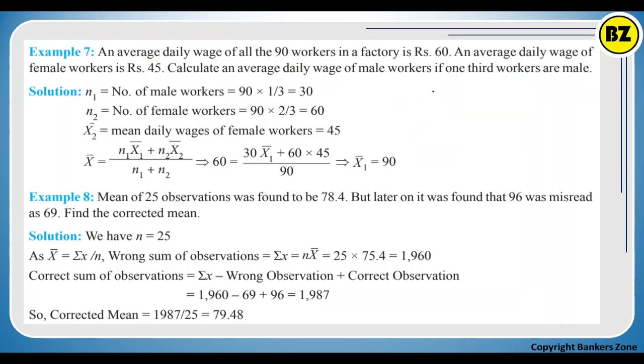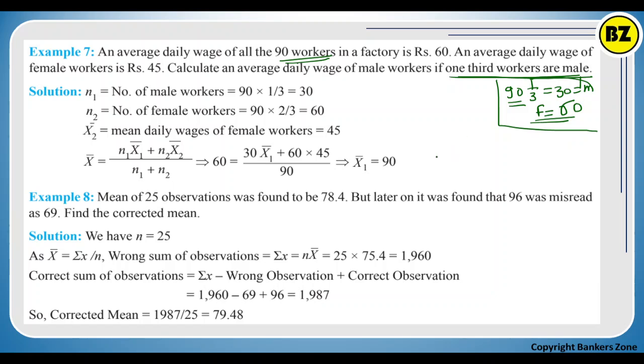So what is given? See the important statement they have given: one third of the workers are male. One third of workers are male means what? You can see here total 90 workers are there. One third are male, so 30 will be male. Total are 90, so how many female? Obviously it will be 60. So we got male are 30 and 60 are female. These numbers of workers we bifurcated.